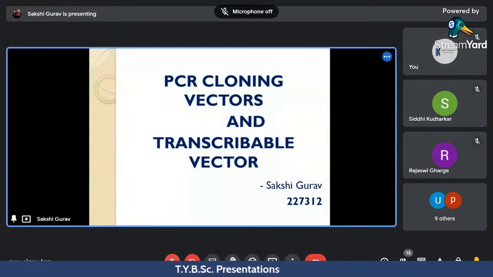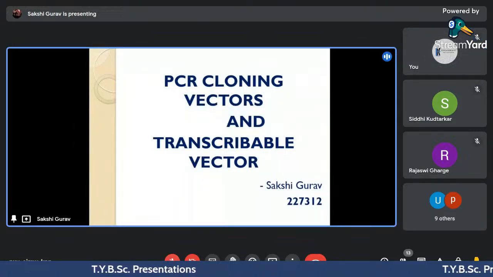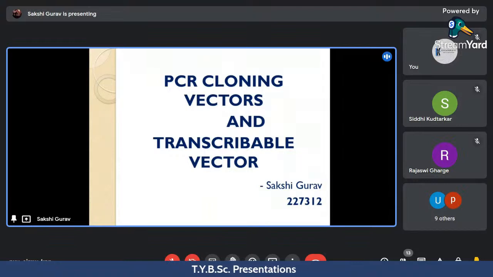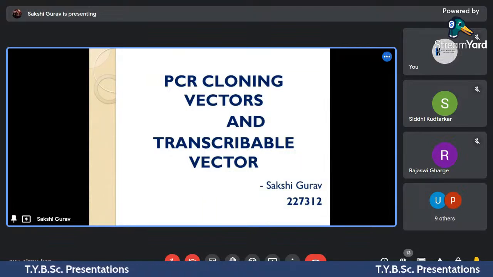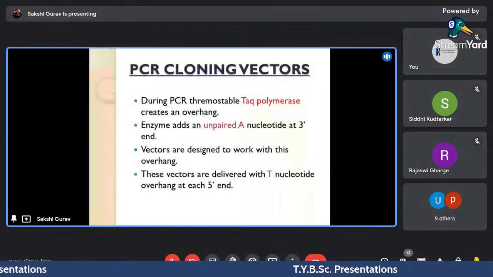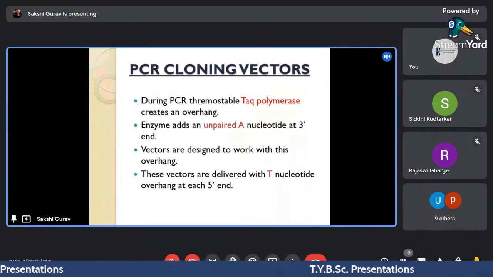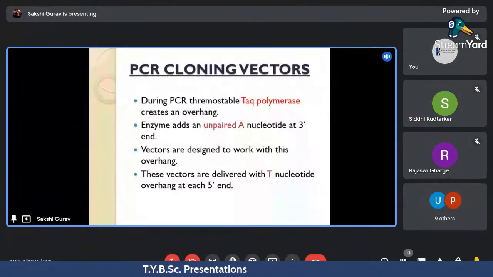Okay, okay. So good evening, everyone. My name is Sakshi Guru. My roll number is 227312, and the topics of my presentation are PCR cloning vectors and transcribable vectors. So let's see the first topic, that is PCR cloning vector. As we all know, PCR is basically used for the amplification or cloning of the DNA.